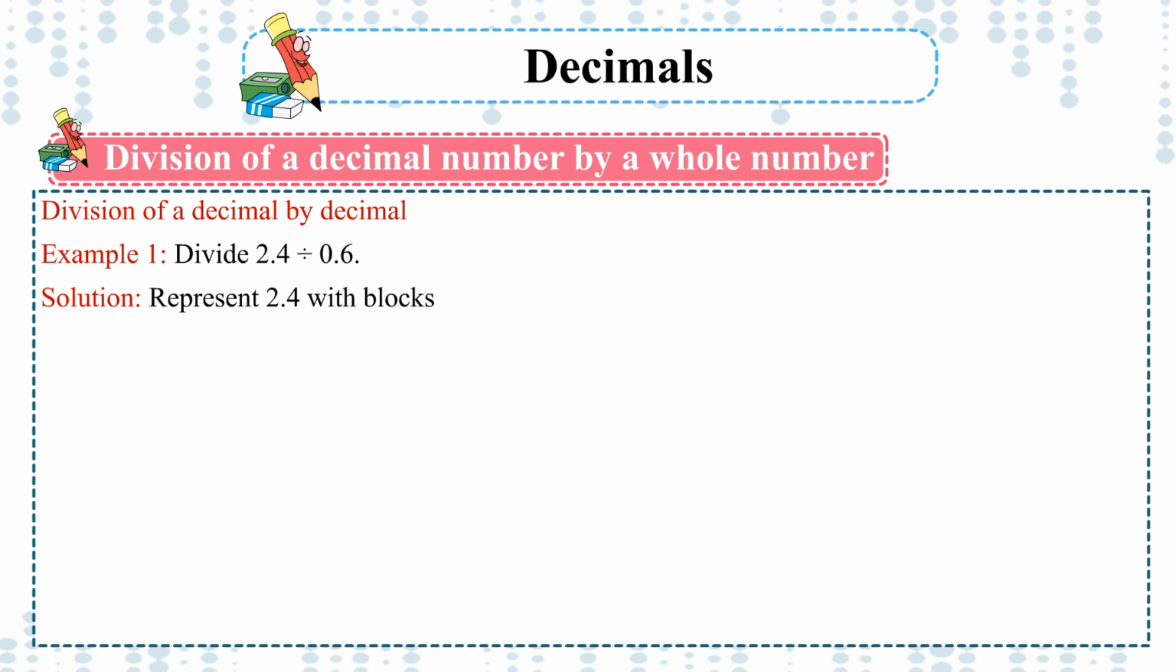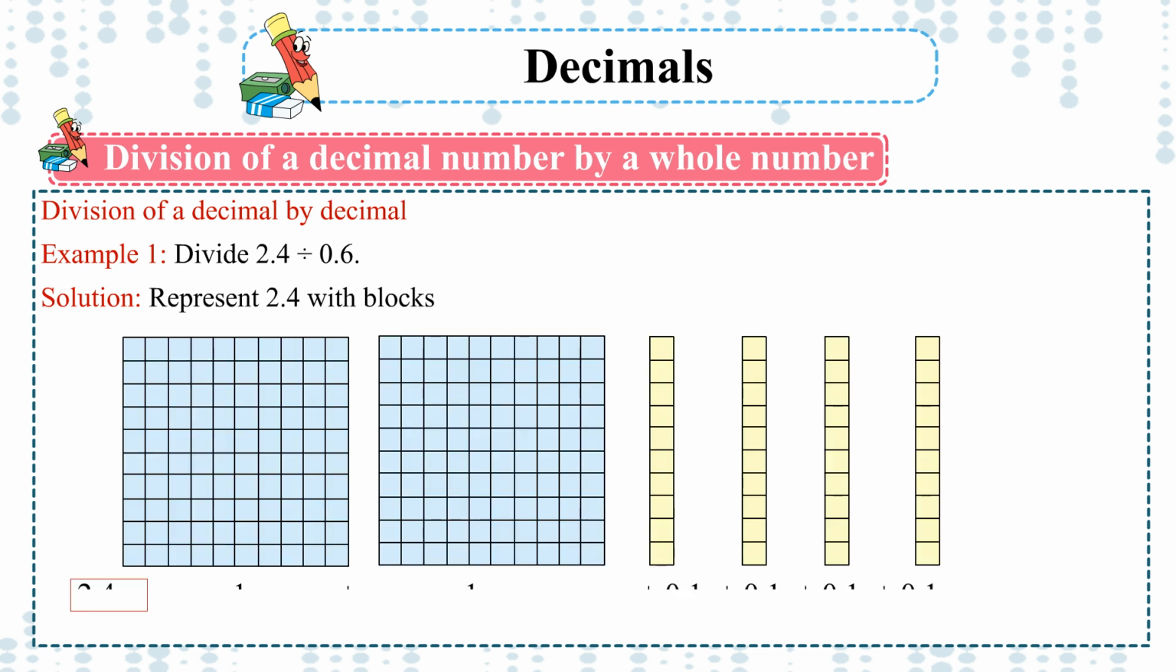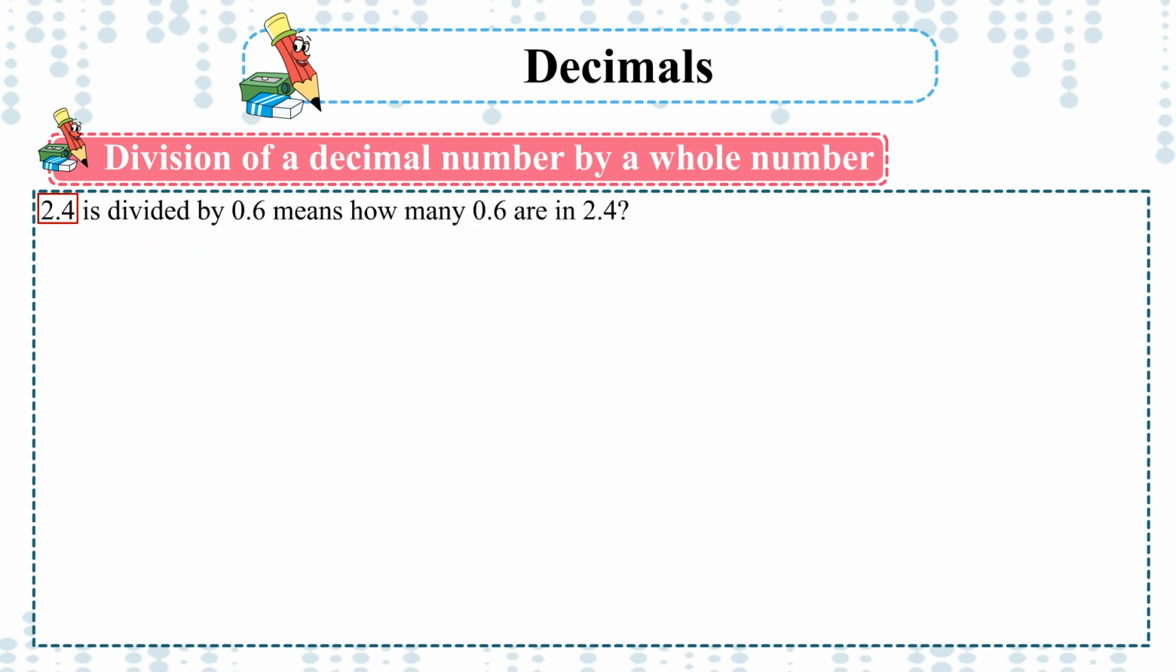Represent 2.4 with blocks. 2.4 is equal to 1 plus 1 plus 0.1 plus 0.1 plus 0.1 plus 0.1. 2.4 divided by 0.6 means how many 0.6 are in 2.4? Divide 2.4 into groups of 0.6 each.